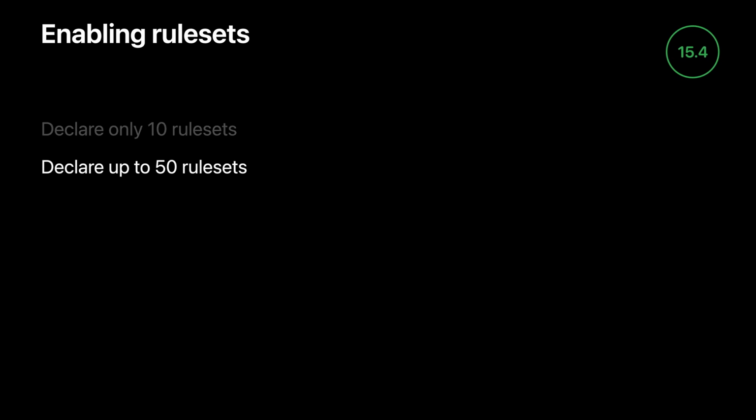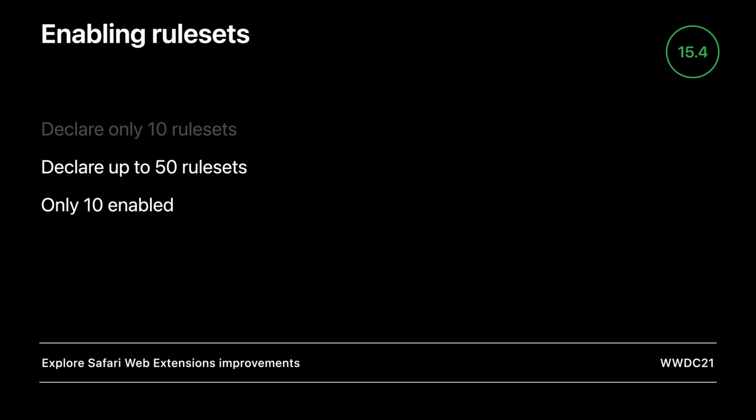Previously, I could only declare up to 10 rule sets in the manifest. But now, with the new updates to this feature, you can declare up to 50 rule sets, which means your extension can be more customizable. But keep in mind that only 10 of these rule sets can be enabled at once. For more information on how to create rule sets, check out last year's presentation on Safari Web Extensions, where we go into more depth on this API.